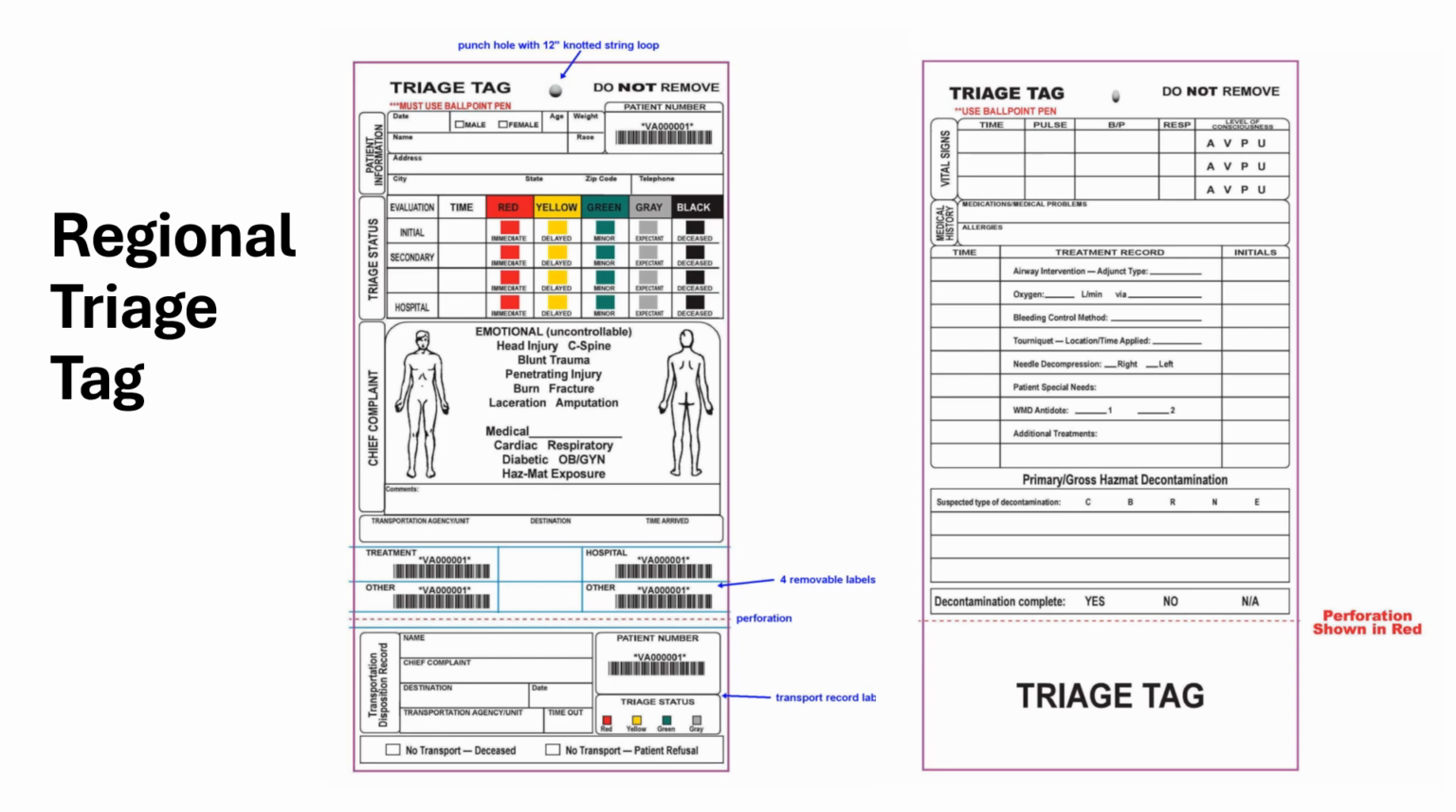Our region uses the approved triage tag from Columbia Business Forms, LLC, which has been updated to include a gray or expectant triage category for use with the SALT triage system, as well as revised items in the treatment section on the back of the tag.